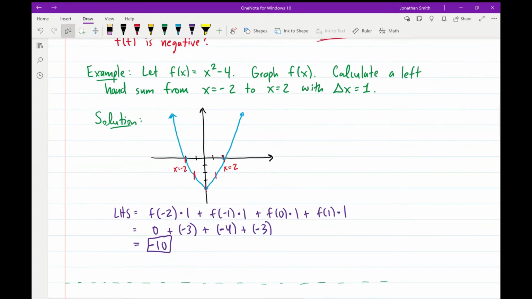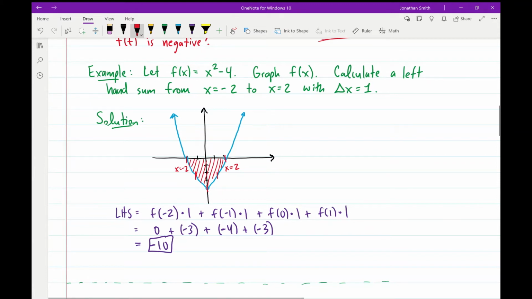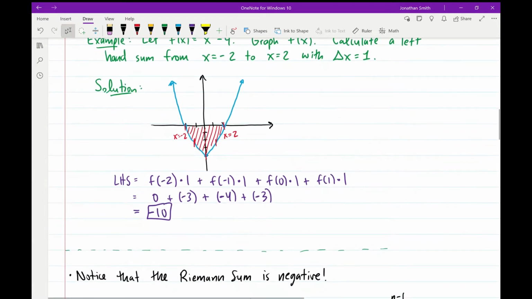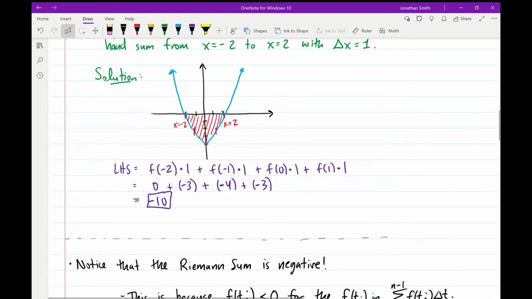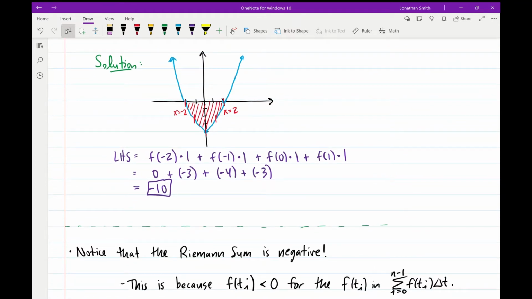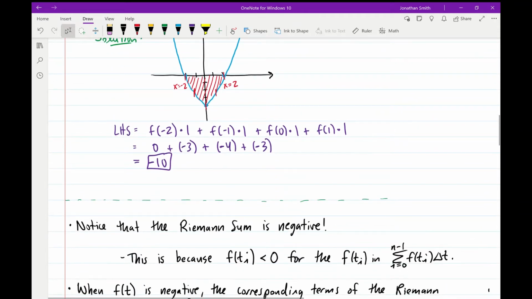The important thing to note here is that this left-hand sum is approximating the area between our curve and the x-axis between x equals negative 2 and x equals 2. And in this case, the left-hand sum is giving us a negative value. So somehow, when our function becomes negative, the left-hand sums, or the Riemann sums, also become negative, and this is going to tell us what happens to the definite integral.